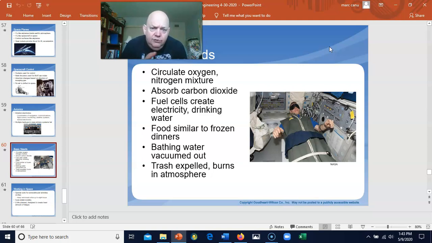That is true. Fuel cells create electricity and drinking water. Because out there in space, yeah, you need those things. The food is similar to frozen dinners. The bathing water is vacuumed out. The trash is expelled and it burns in the atmosphere because it's going through the atmosphere at a high speed, and because of that, the friction between the trash and the atmosphere makes it get hot. Okay, and trust me, it gets hotter than a Grandmaster C album sale. So it burns up.